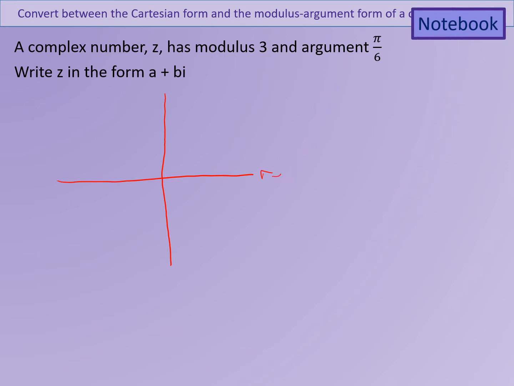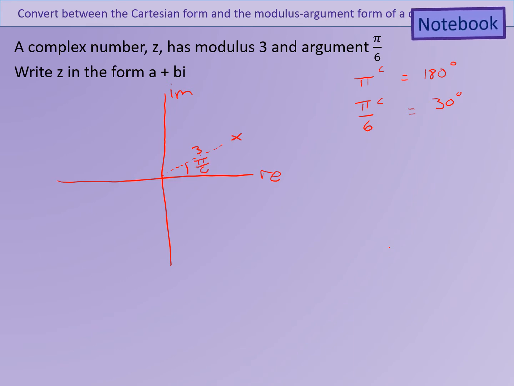So there's the real axis. There's the imaginary axis. Now if the angle is pi by 6, we need to know roughly what that's going to look like. Well, because we know that pi radians is 180 degrees, if we want pi by 6, we need to divide by 6. 180 divided by 6 is 30. So we're going to draw an angle that looks like 30 degrees. And modulus is going to be 3. So 30 degrees is this angle here. We put 3 there. That's the modulus and the argument.